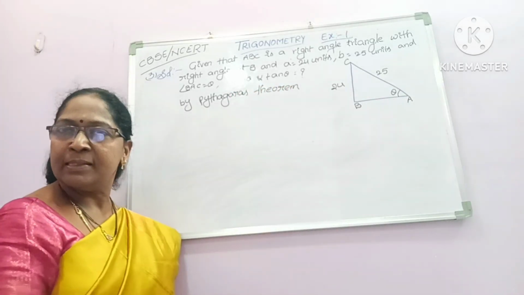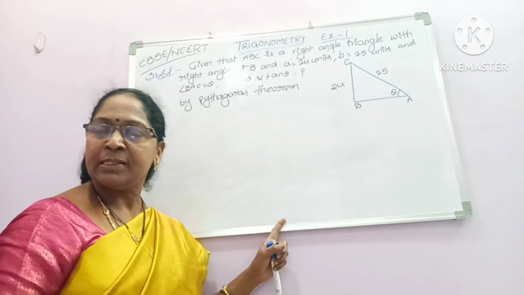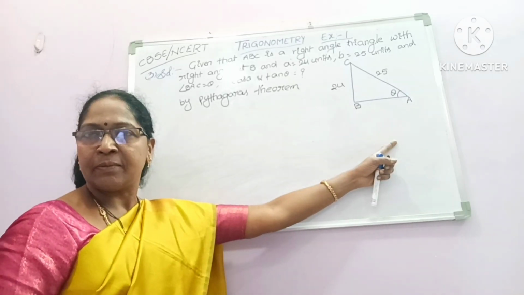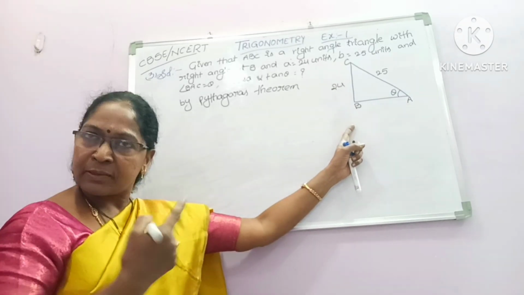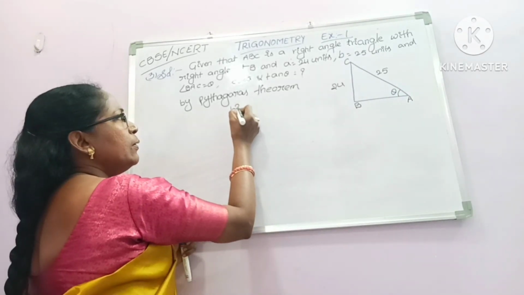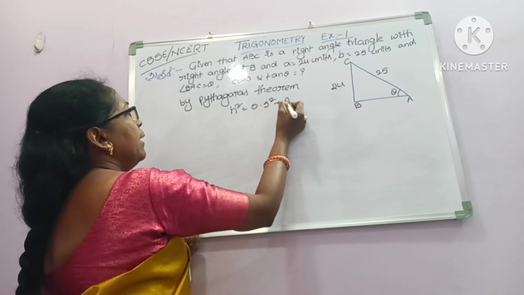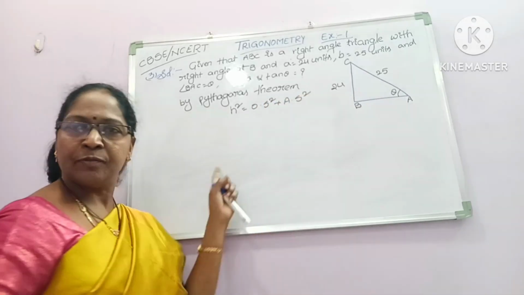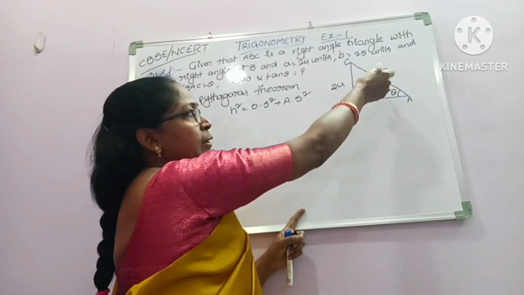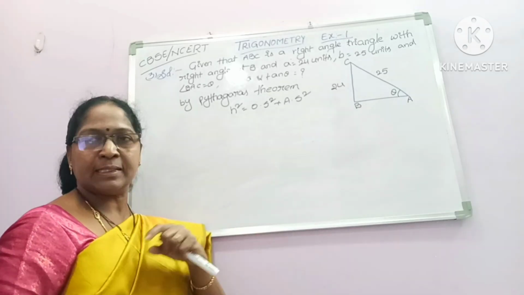What is the Pythagoras theorem? Hypotenuse square equal to opposite side square plus adjacent side square, or perpendicular square plus base square. So h square equal to opposite side square plus adjacent side square. That is the formula we have written. But you have to first represent which is the hypotenuse, which is the opposite side, and which is the adjacent side.